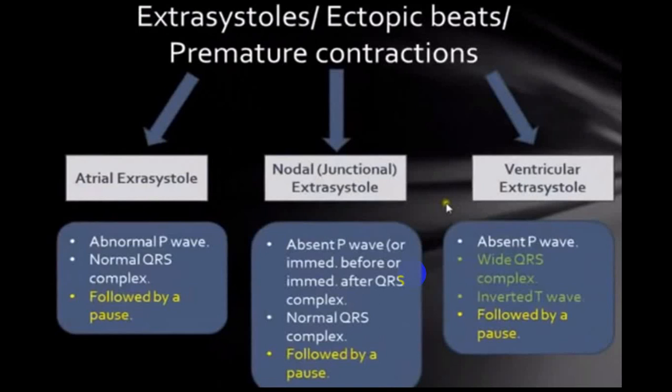While in a nodal extrasystole, as the impulse is coming from the AV node, it is in the right atrium, so it may activate and generate a P wave. The P wave is usually absent because it is overlapped by the QRS complex, because simultaneous activation of the atrium and the ventricle will produce overlapping of the P wave over the QRS complex, or you get it immediately after the QRS complex. So the P wave will occur after the QRS complex.